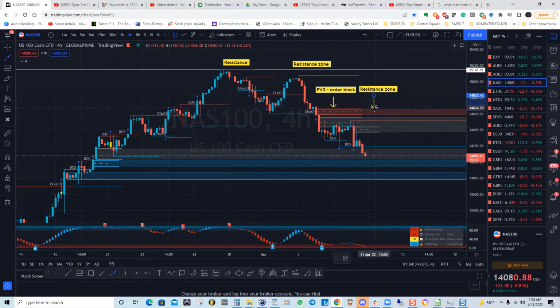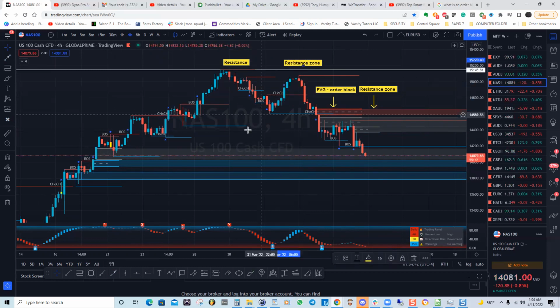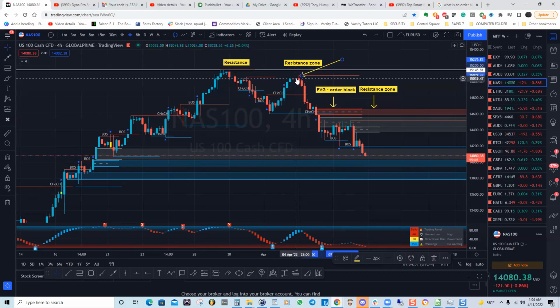So why is this fair value gap important when it comes to price? Well, let's see what we had here. We see that price came up to this zone, came right in here, and made a resistance up in this zone. We noticed that price rejected away, came in here, and then this little order block got created.